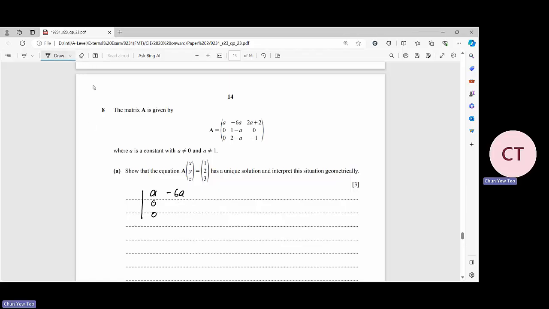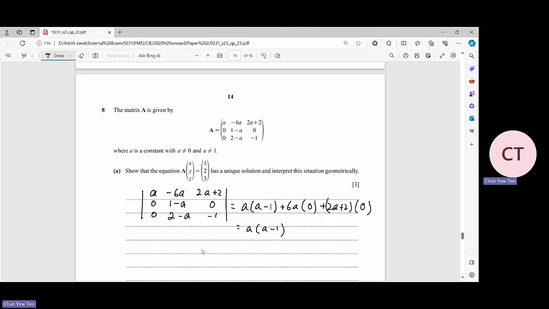Is a, 1 minus A, 2 minus A, 2A plus 2, 0, negative 1. Okay, then after that, just do the determinant, find it. This is A minus 1, 6A, you have a 0, 2A plus 2, and you also have a 0. Okay, so at the end, you get this.